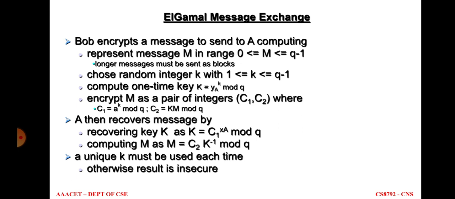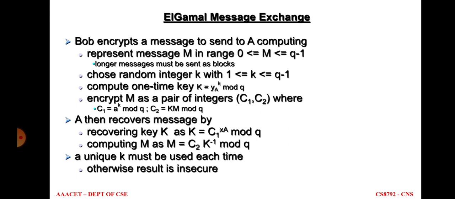So here is the message exchange concept between Bob and Alice. Bob encrypts the message. Here Bob is the first user. So Bob encrypts the message. Here also there are many formulas. The message is indicated by M and lies between 0 and q minus 1, and also choose a random integer. In Diffie-Hellman they have to choose the random integer xa.